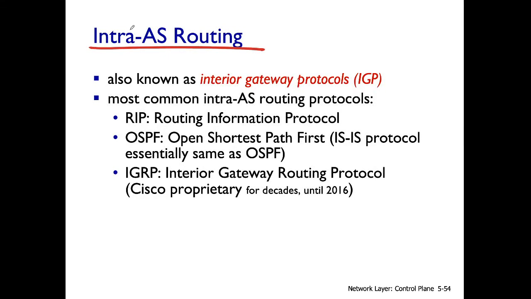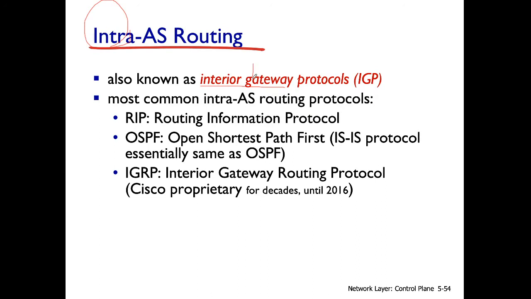The first big category is the intra-AS routing. This routing protocol runs on the routers within an AS. It's also known as the interior gateway protocols, IGP. And here, interior gateway is not to be mistaken with the gateway routers.